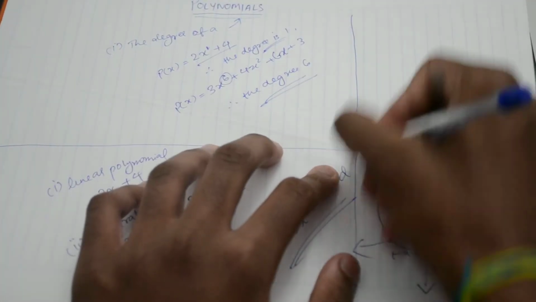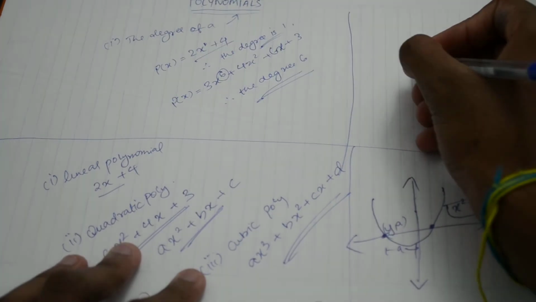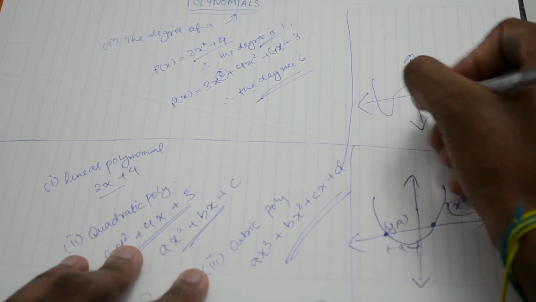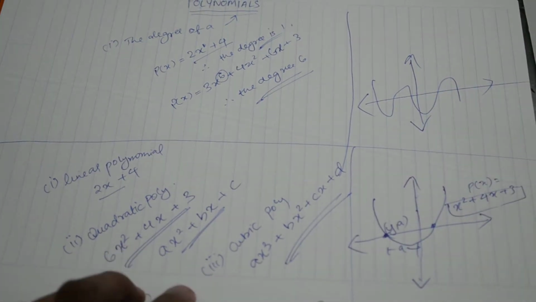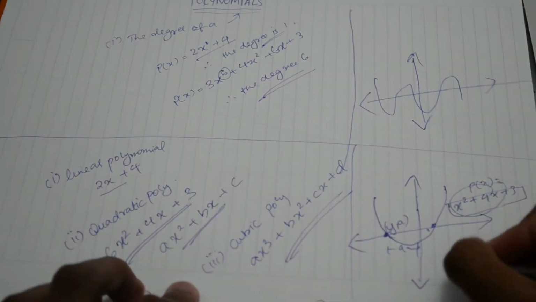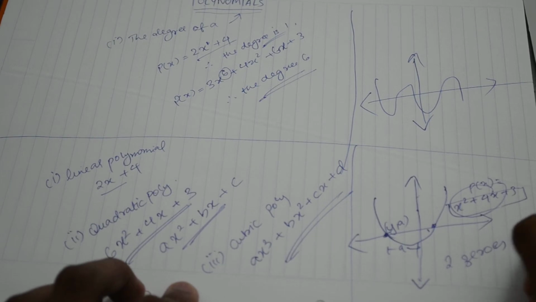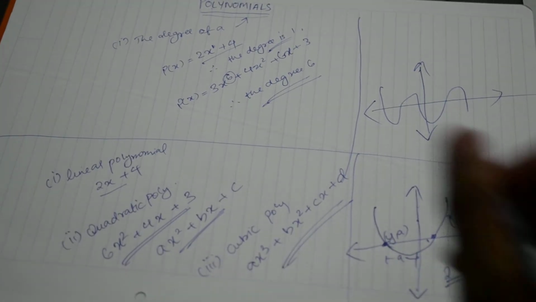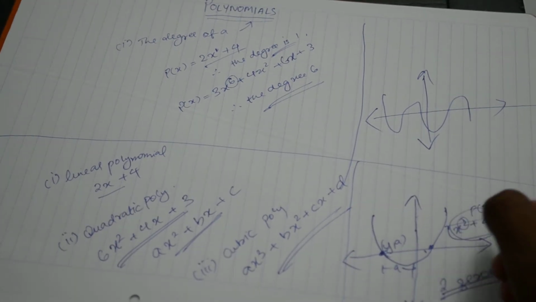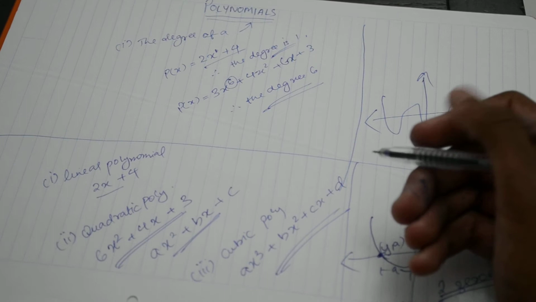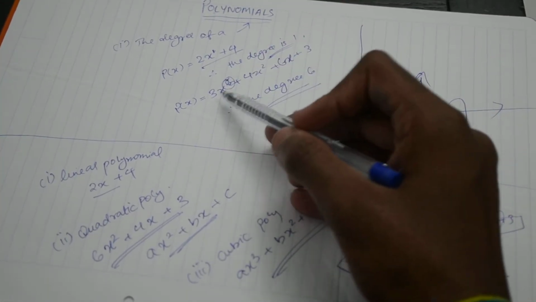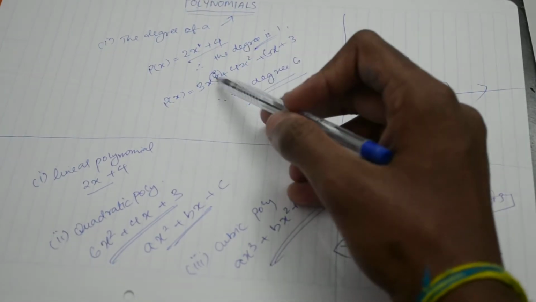Suppose they give you another sort of graph and they ask you to find the number of zeros. There will be 2 zeros in this figure. It's a quadratic polynomial, so there will be 2 zeros. The number of zeros in a polynomial is its highest degree. For example, there are 2 zeros here, so the polynomial is of degree 2. Similarly, the polynomial 3x^6 plus 4x square plus 6x plus 3 will have 6 zeros.